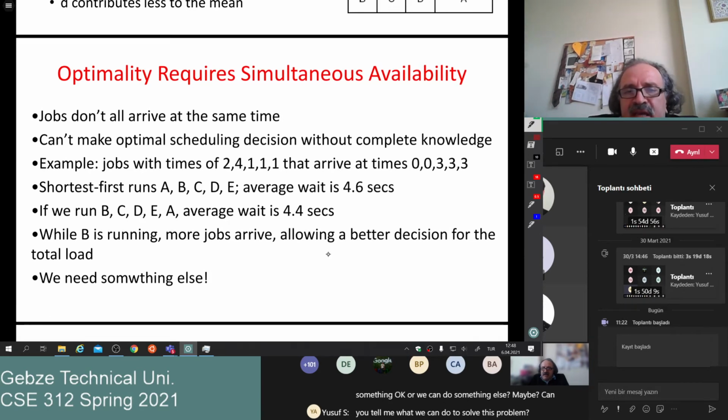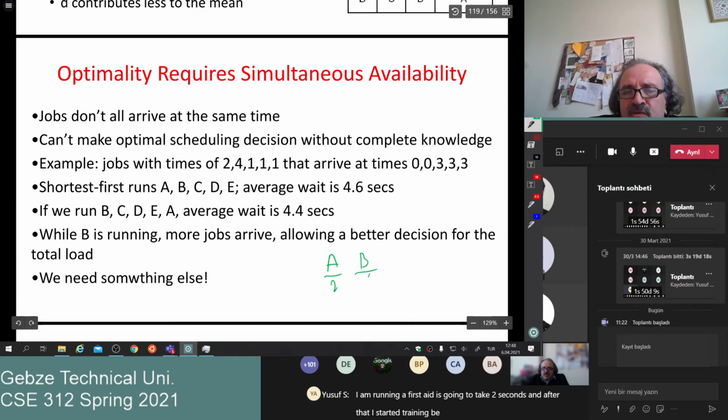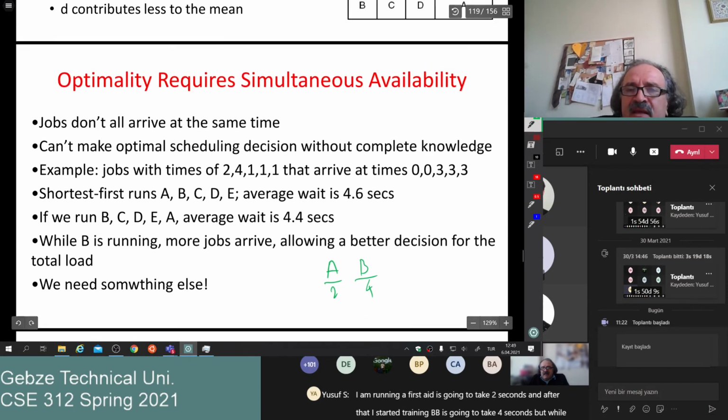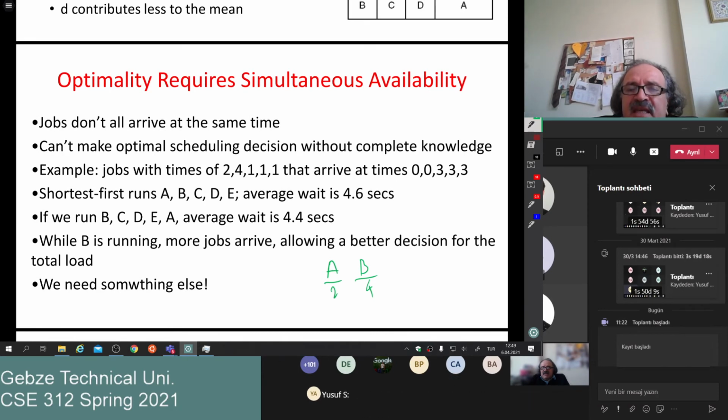I am running A first. A is going to take 2 seconds. And after that I started running B. B is going to take 4 seconds. But while I am running B, I received C, D, and E. They are all short, so I would like to run the short jobs first. But I am running B, and I have to wait until B is done.